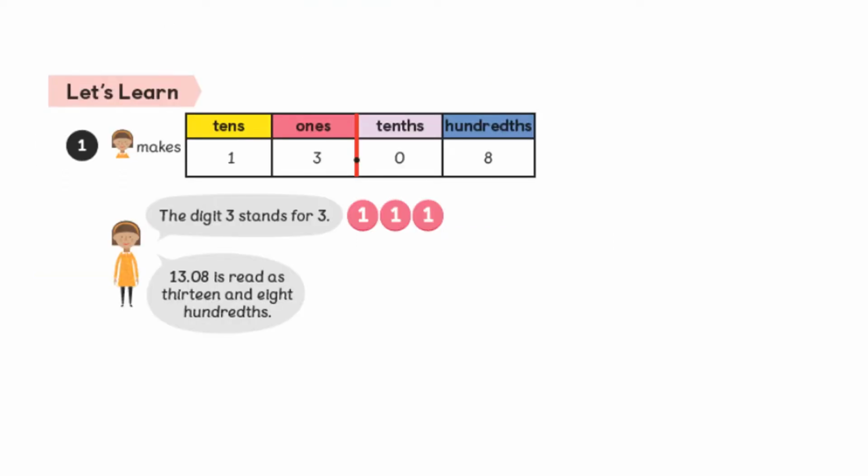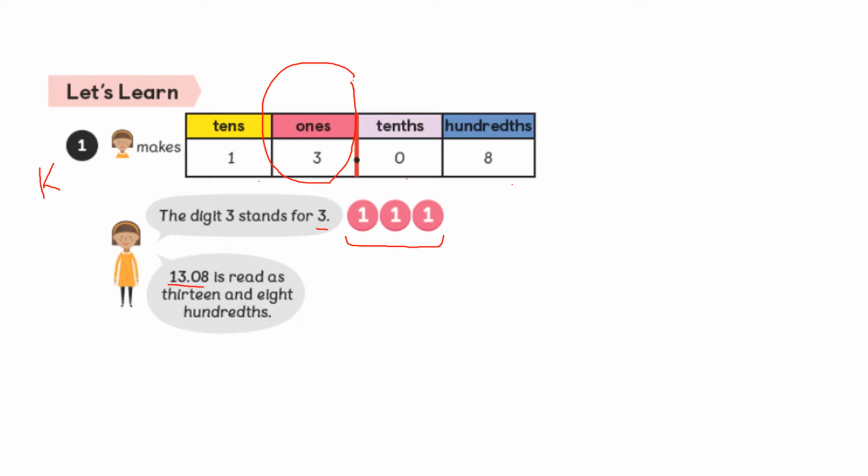Okay, so let's learn. The first pupil in the class to have a go at this question is Keisha. Now Keisha, capital K, she makes this number using the digit cards 13.08. Now the digit 3 stands for 3 ones, which we can see here on the place value chart, and it's also been represented in counters here. So we've got 3 of the ones counters. We would read this number as the value of 13 and 8/100ths.